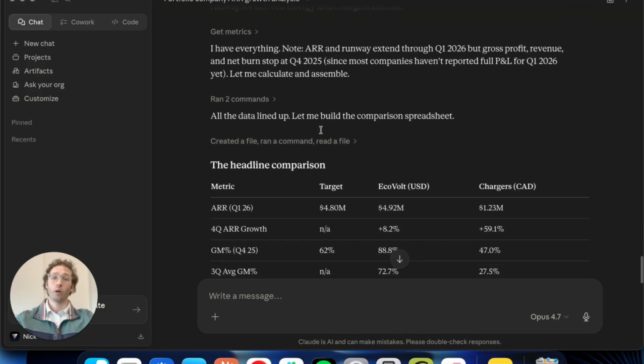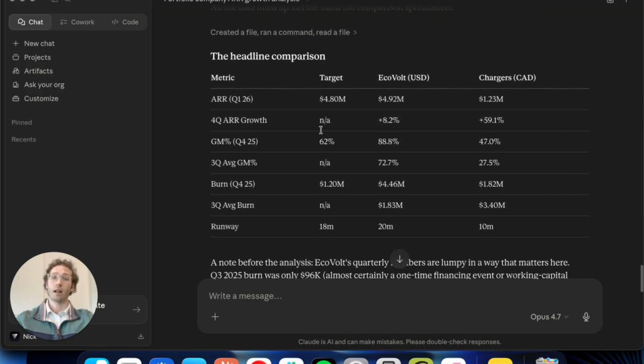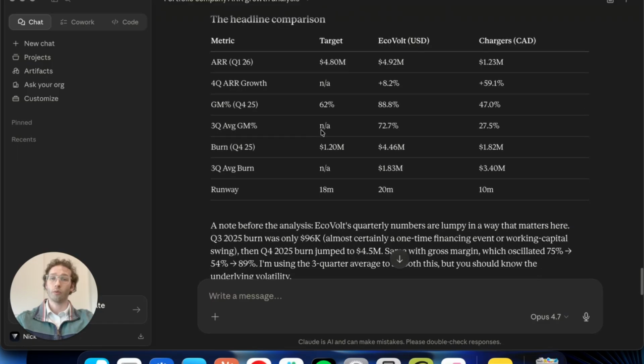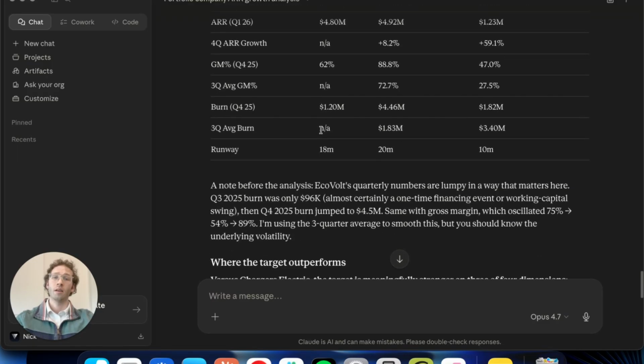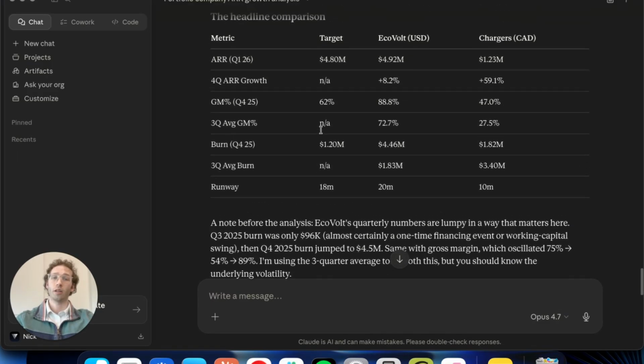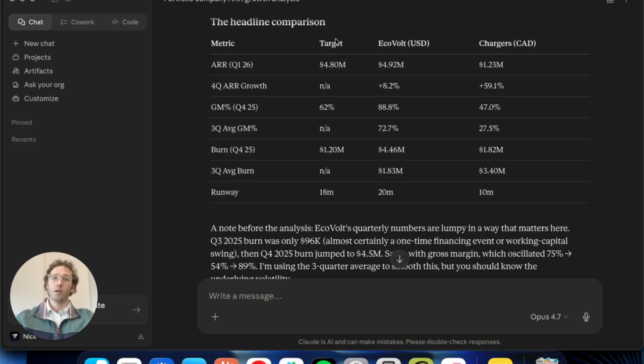This is querying the MCP to pull the data from my portfolio companies, EcoVolt and Chargers Electric, and then it's calculating that trailing 12 months of data, which shows exactly how this portfolio company stacks up against my existing investments. And now I can walk into my partner meeting knowing exactly how this deal compares to similar bets that I've made in the space.